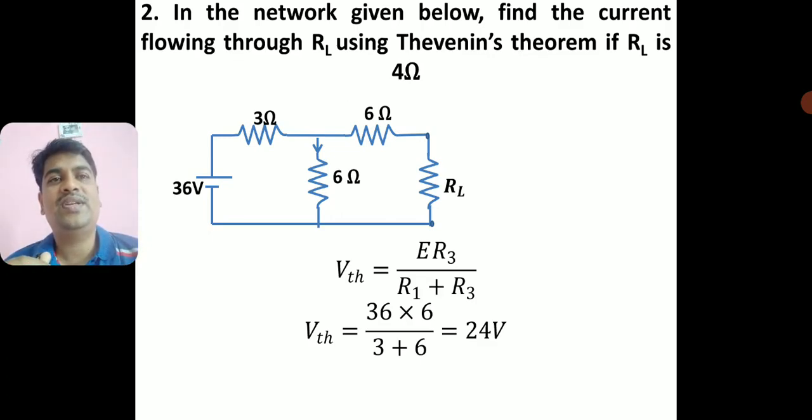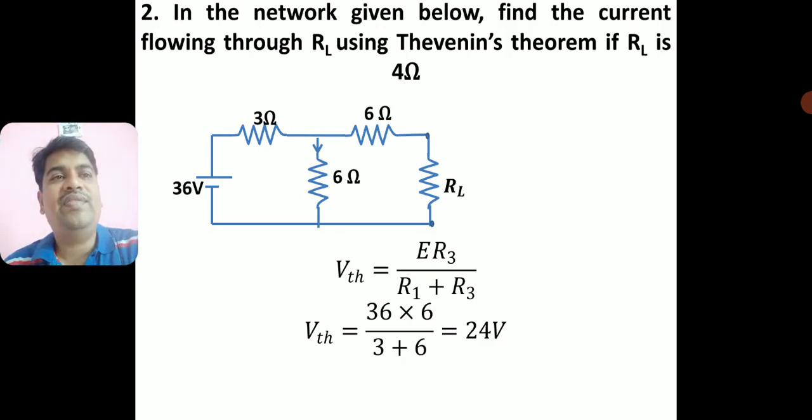So VTH is equal to E, which is known, 36 volts. R3 is the middle one, which is 6 ohm, divided by R1 plus R3, which is 3 plus 6. You will get VTH as 24 volt. This is the VTH formula given by Thevenin's theorem.